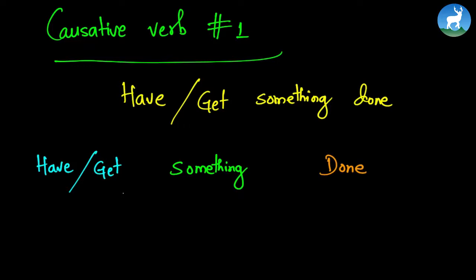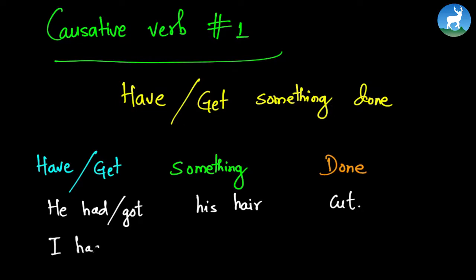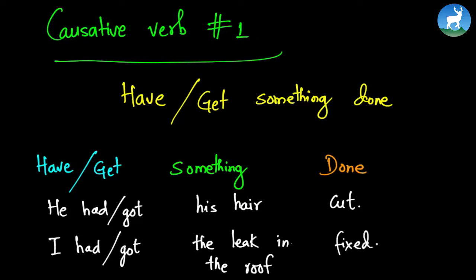Like, I get my hair cut. Get something done. I have my house painted. Have something done. So let's write a few examples. The first one is he got his hair, or he had his hair, cut. He got his hair trimmed. He got his hair cut. He had his hair cut. I had, or I got, the leak in the roof fixed.